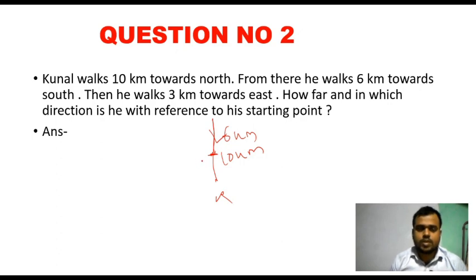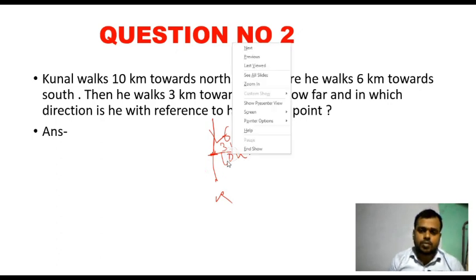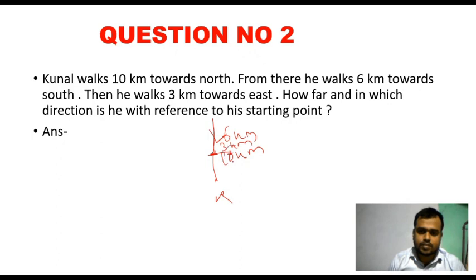Then after that he walks 3 km towards east. Now this is 3 km towards east. So how far and in which direction is he with respect to the starting point? Now Kunal is here, and this is the starting point. That means from the starting point to this point, this is east and this is north.